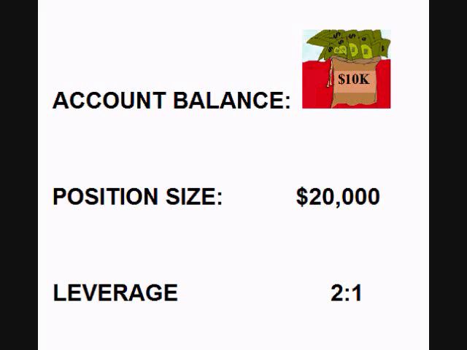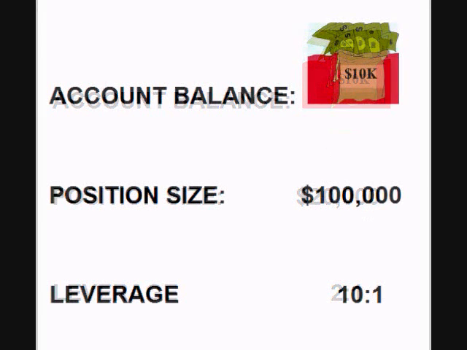Now let's say the trader, instead of buying just one mini lot, had decided to buy 2 mini lots, or perhaps added a second mini lot later. He now holds a position size of $20,000 worth of currency, with his account balance still being only $10,000. He has borrowed $20,000 from his broker. And so his leverage is now 2 to 1 because he has a position size of twice as much currency as the balance in his account.